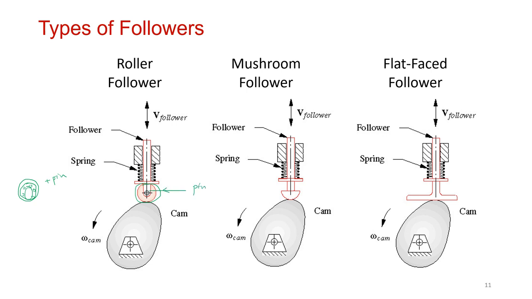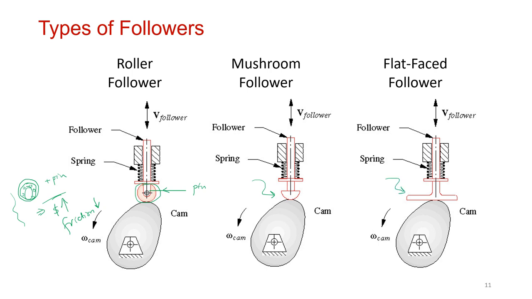As a result of that, you are going to have the price of these followers to be a bit higher. So that's one constraint. But the benefit of having this high priced roller follower is that you are going to have the friction to be on the smaller side. So that's the benefit of it. Alternatively, you can use the mushroom follower, and the name mushroom is given by the shape of it. And you have the flat faced follower over there as well.